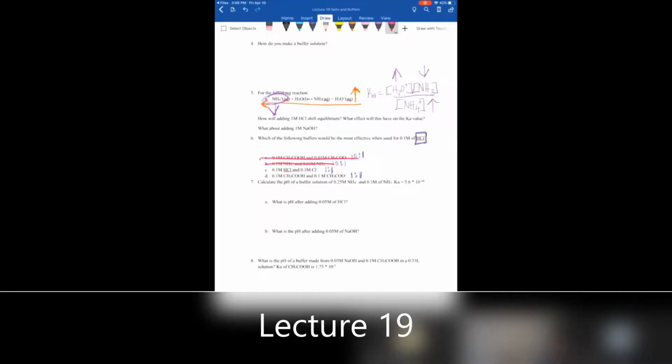So you've got CH3COOH and CH3COO minus. Yeah, that one should form a buffer. Yep. Actually a pretty common buffer to form.